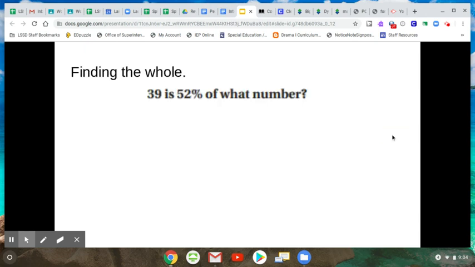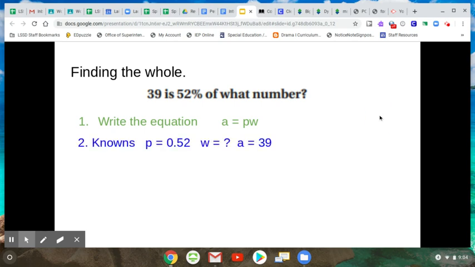All right, last one is finding the whole. This is the last thing we need to learn, is how to find that whole. If we have 39 is 52% of what number? We write the equation. We put in our knowns. We know that we have 0.52 for the percent. Remember, I convert that to decimals. I don't know the whole, so a question mark, and I know the part is 39. Now, if I look at this, I can kind of estimate, well, 50%, that's about half, so 39 is about 40, so I know that the number is probably going to be less than 80, right?